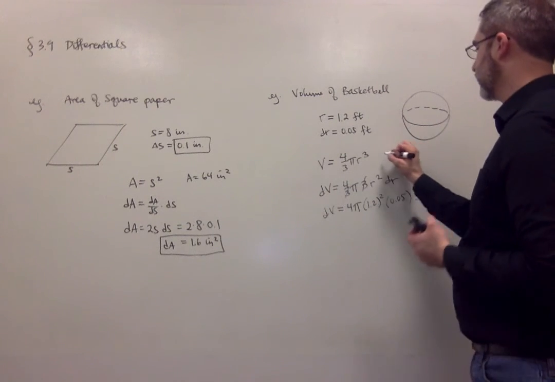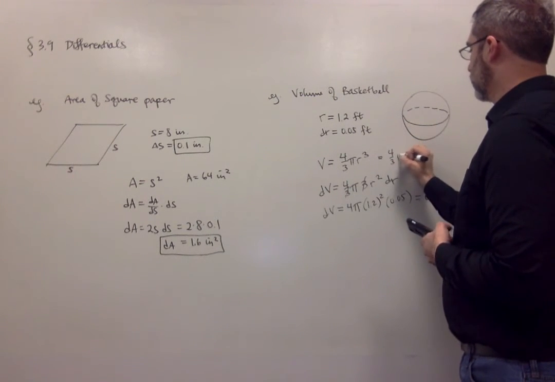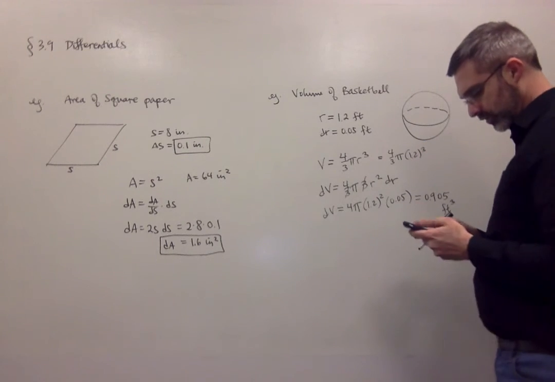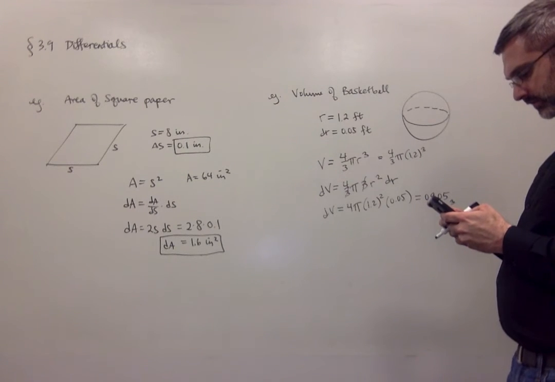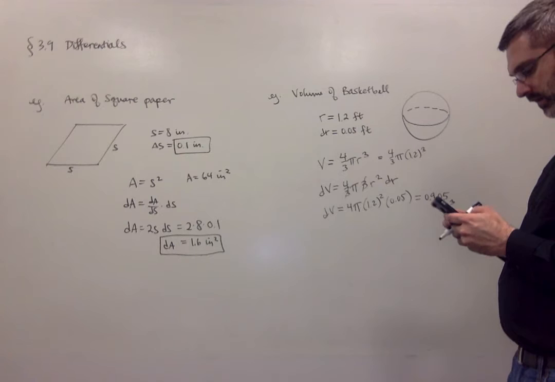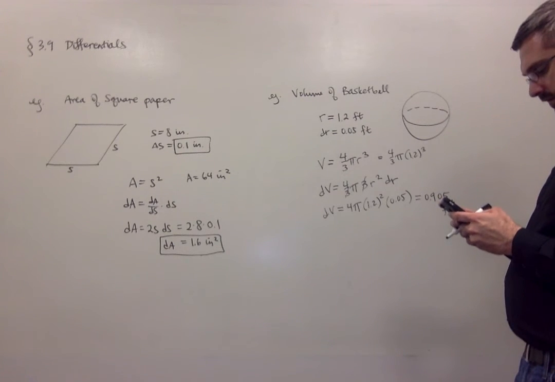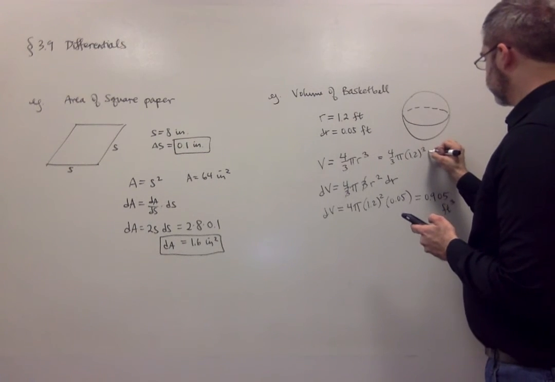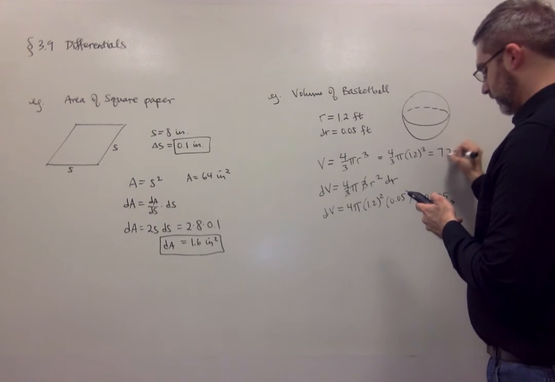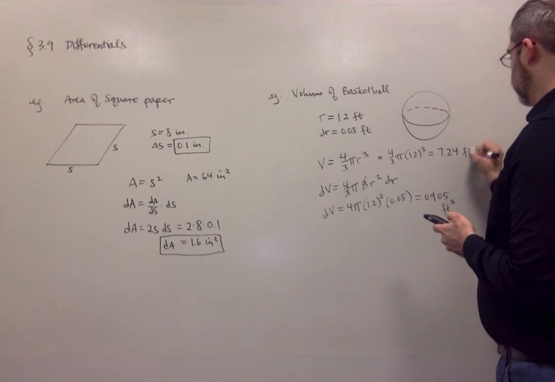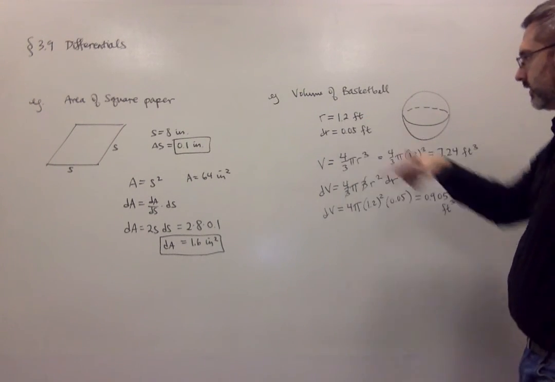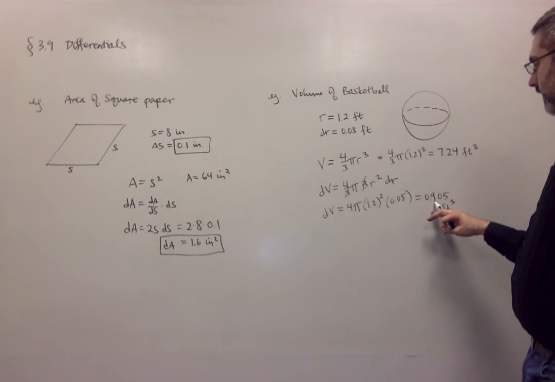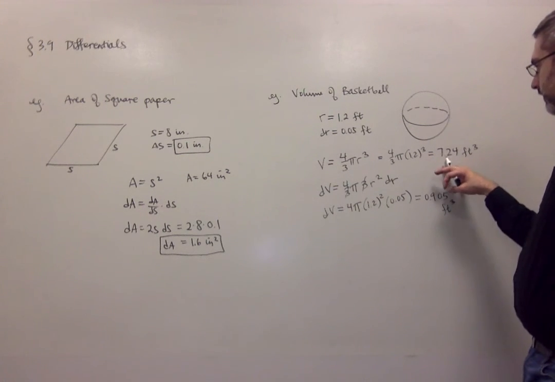Now the volume, if I were to actually calculate this using 1.2, 4/3 pi r cubed, let's just calculate that real quick too. This actually is 7.24 cubic feet. I want you to notice that even though the error here looks small compared to the radius, the error with the volume is about 1 cubic foot versus 7 cubic feet.